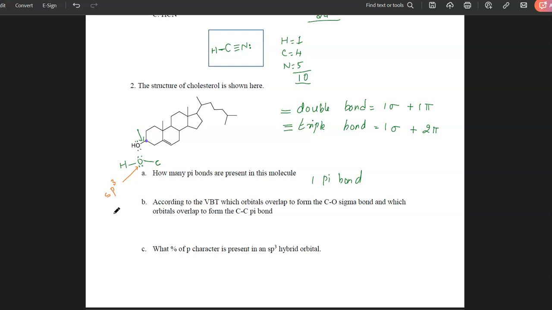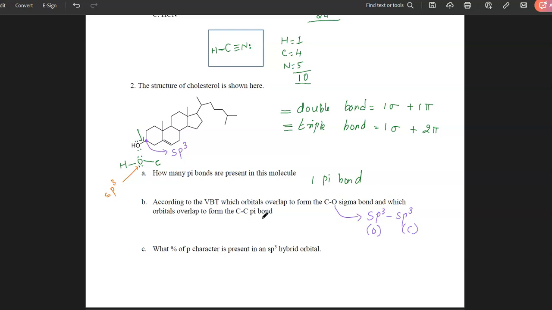So this is the carbon atom. Now this carbon atom is connected to an oxygen, another carbon, and a hydrogen atom, right? So this carbon atom is also sp3 hybridized. The carbon-oxygen single bond is a sigma bond formed by sp3 overlap, sp3 of which atom? Oxygen, and sp3 of carbon overlaps to form the CO sigma bond.